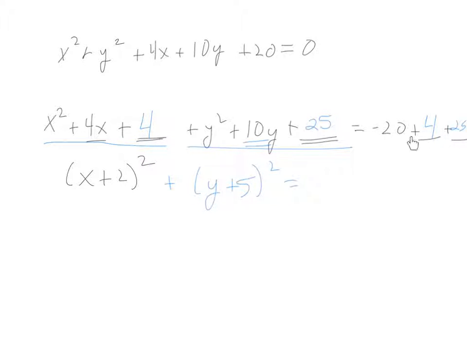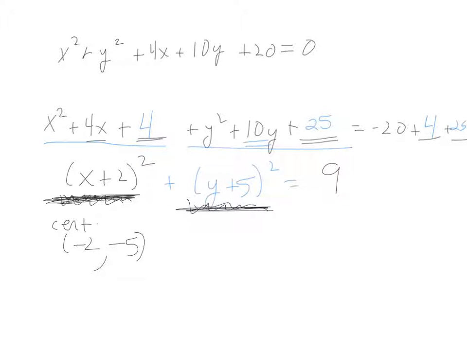Then on this side of the equation, we're going to combine these terms. Negative 20 plus 4 plus 25 is a positive 9. And now I know a couple things. I know that this circle that would normally be centered at 0, 0 is going to shift 2 to the left, and it'll shift 5 down, because I want to figure out the value of x that makes this 0, and that's the shift, so that's negative 2 for the x value of the center. The value of y that makes this 0 is negative 5, so that'll be my center. And whatever I square to get this, that's the radius, so the radius is going to equal 3.